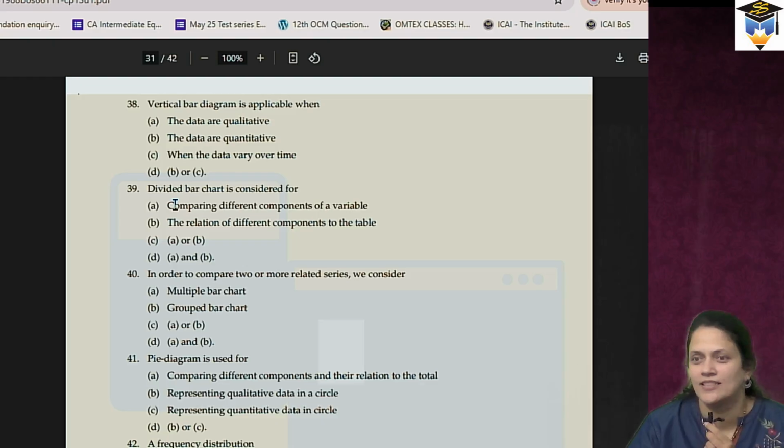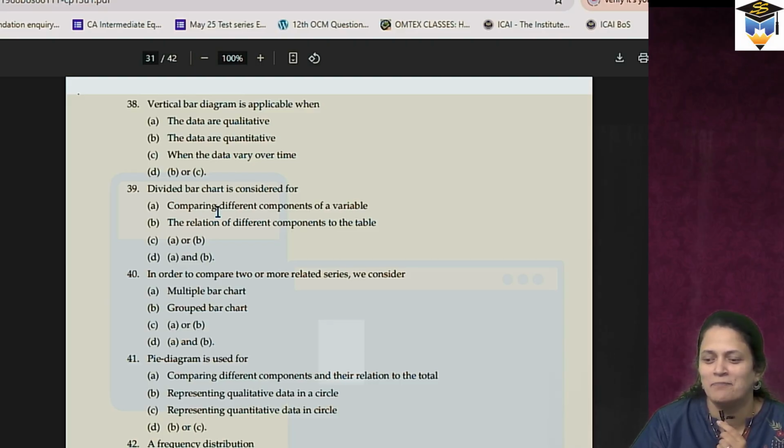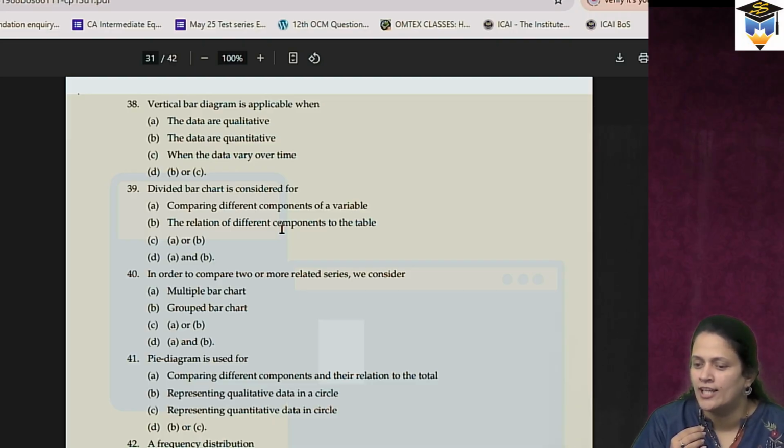39th. Aditya. Divided bar graph is considered for comparing different components of a variable, relation of different components. A or B, C and D both will come. A and D. Comparing different components of a variable. D is the correct option.